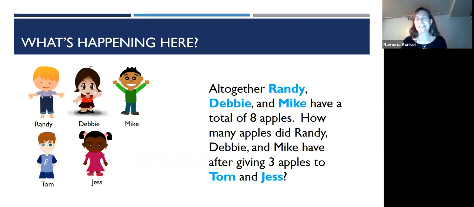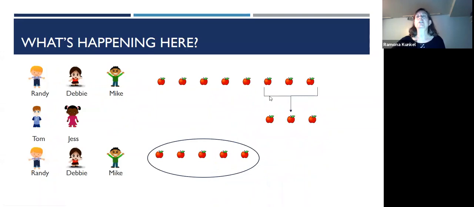I did this like this just because it was the easiest pictures for me to find. So I know it's a little cutesy. Here we're just going to put out our players. We got Randy, Debbie, Mike, Tom, and Jess. Then we're going to actually show this visually. We have Randy, Debbie, and Mike, and here are 8 apples. But we're going to take 3 of those apples that they gave away to Tom and Jess and move them down so that they have 3 apples. And now we're going to show that what they have left is 5 apples.